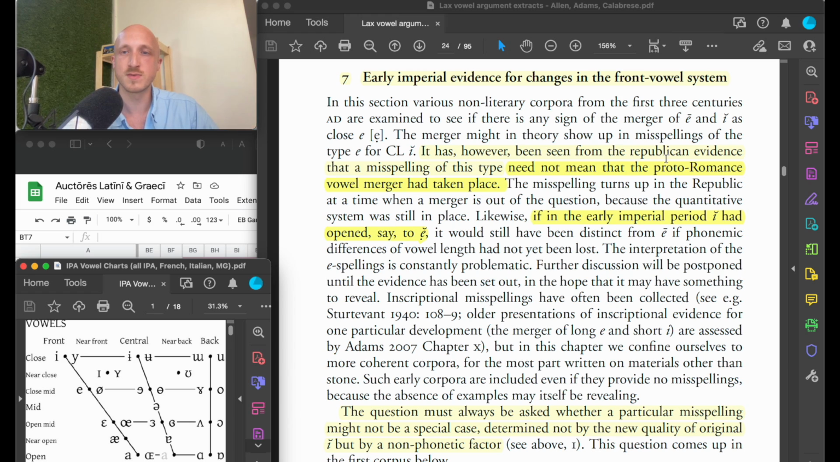It has, however, been seen from the Republican evidence that a misspelling of this type need not mean that the Proto-Romance vowel merger had taken place. If in the early imperial period, E had opened to say E, and by this symbol he means this, E, it would still have been distinct from the or whatever quality you want to give it, if phonemic differences of vowel length had not yet been lost. I think it's interesting, again, he never, ever identifies the short E sound with this lax centralized vowel, because that's what I'm arguing against in particular.